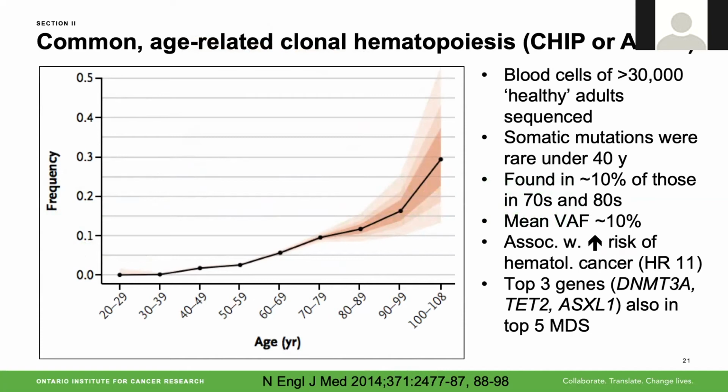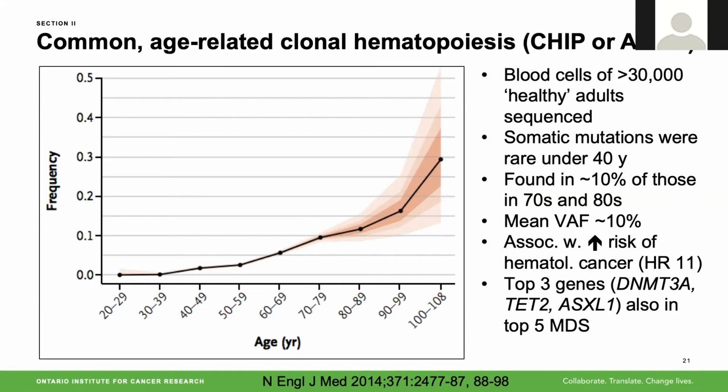These were back-to-back papers in the New England Journal of Medicine in Boston, where they looked at 30,000 healthy adults, sequenced their blood. And what they found was that as people age, and especially over the age of 60 to 70, you could start to detect cancer driver mutations, blood cancer driver mutations in their peripheral blood in apparent healthy individuals. These are small clones though, so the average variant allele fraction is 10%, meaning likely only about 20% of peripheral blood cells carry the mutation.